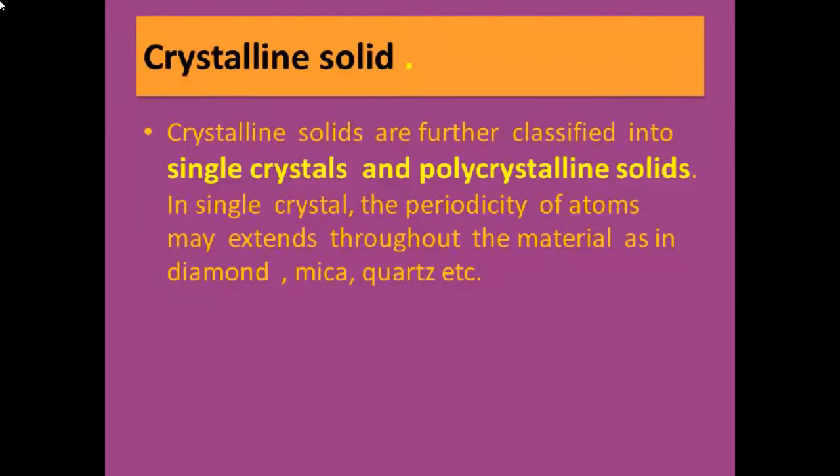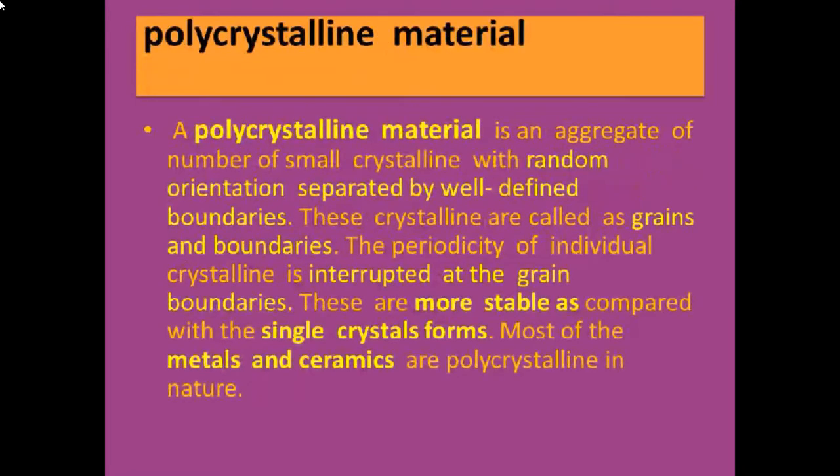Crystalline solids are further classified into single crystals and polycrystalline solids. In single crystals, the periodicity of the atoms may extend throughout the material, as in diamond, mica, quartz. So we should remember that the periodicity of the atoms may extend throughout the material. Here they can ask fill in the blanks based on the line which is appearing in the bold format. A polycrystalline material is an aggregate of a number of small crystallites with a random orientation, separated by well-defined boundaries. Again, they can ask fill in the blank or true or false based on this line.